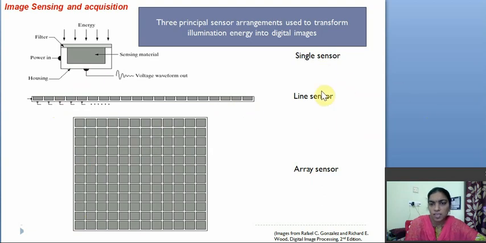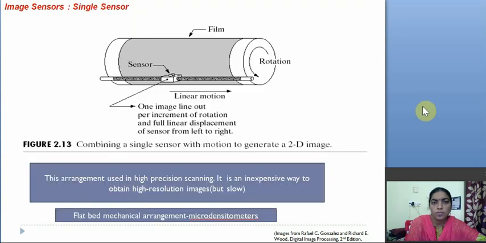One is the single sensor, line sensor, array sensor, right? So now here, say this, the first one, single sensor. Single sensor means, how do we generate one image by using one single sensor?